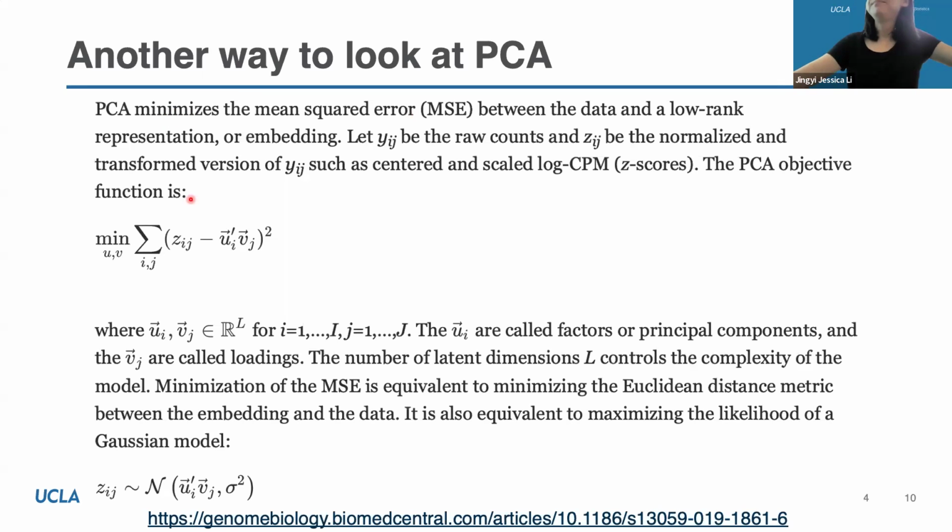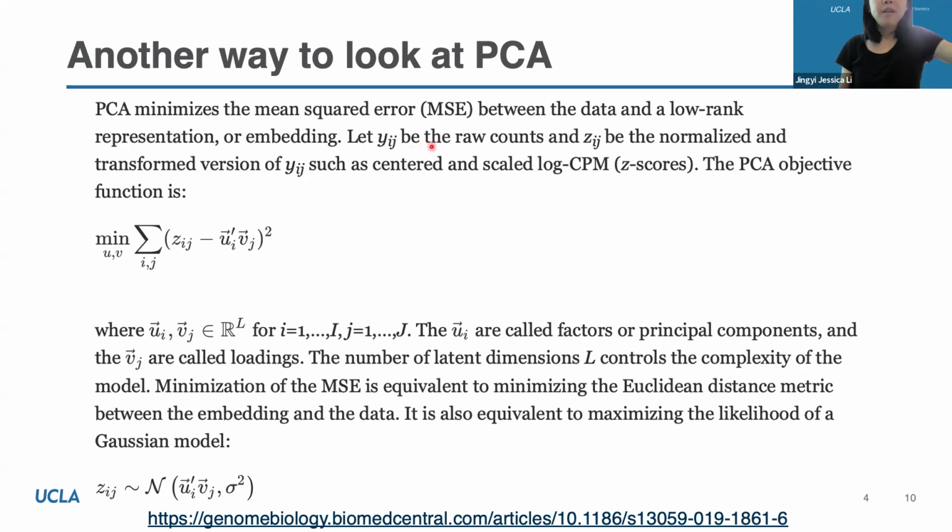Although the way we explain PCA using the eigen decomposition of X transpose X is just purely linear algebra, we didn't make any probabilistic assumption over there, but this is the probability assumption approach. So PCA minimizes the mean square error between the data and the low rank representation, okay? By low rank, it means if we have K PCs, then the low rank is K, or embedding. Embedding is actually the PC score. Remember, we have every cell with a score in every PC. That's what we call the cell's PC embedding.